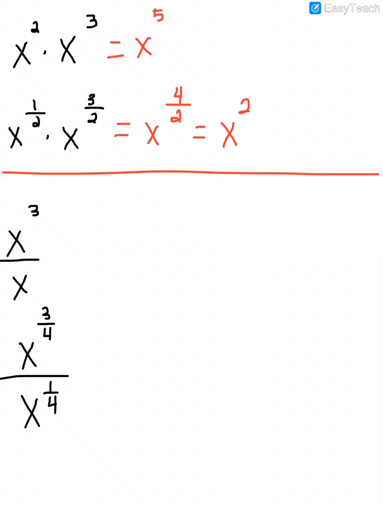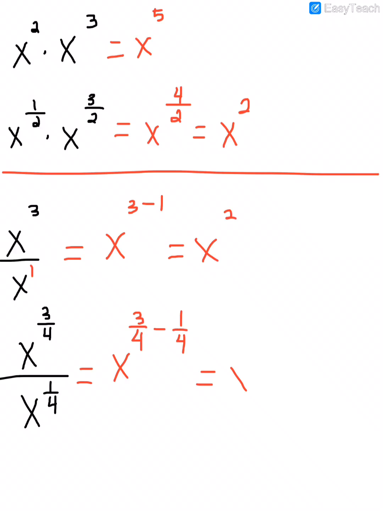When we're dividing our bases, remember we subtract the exponents. So this would be the same thing as x to the 3 minus 1. There's an understood 1 on the x in the denominator. And so we would get x squared. So it's the same way when we're dealing with rational exponents. This would be x to the 3/4 minus 1/4, which would give me x to the 2/4, or x to the 1/2.